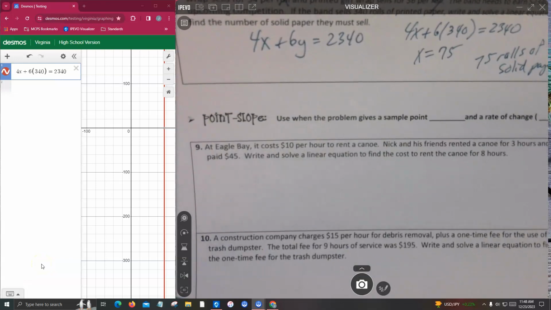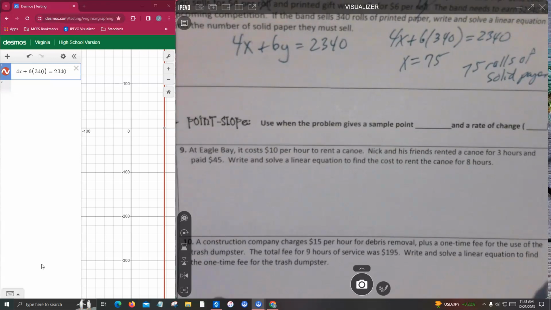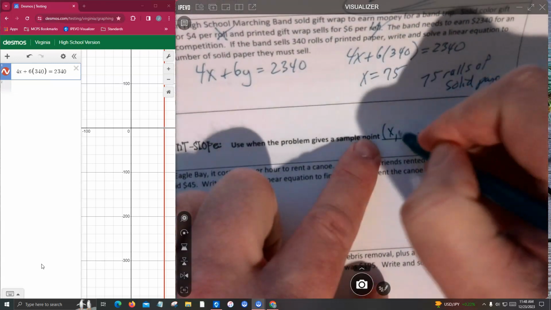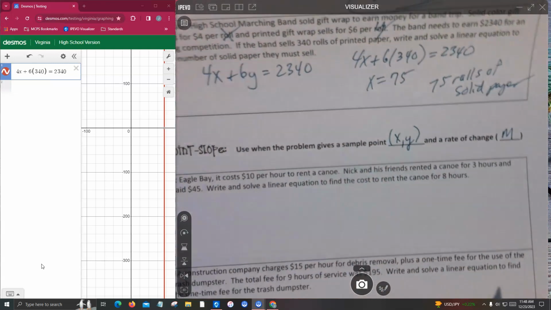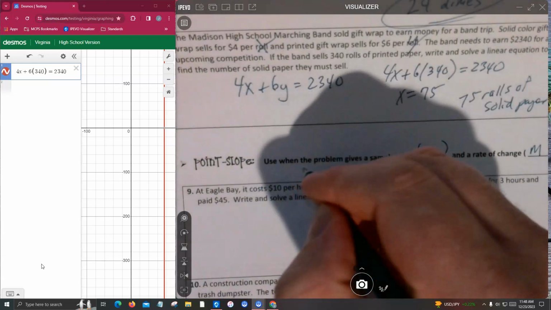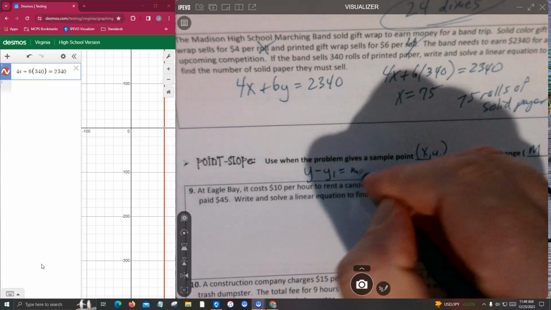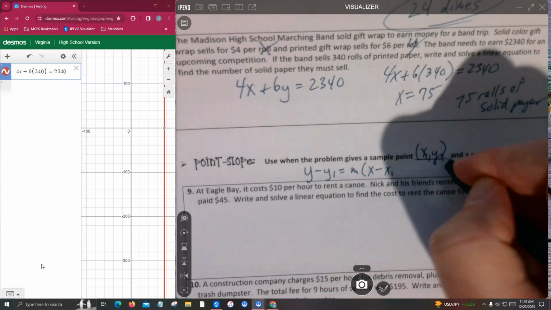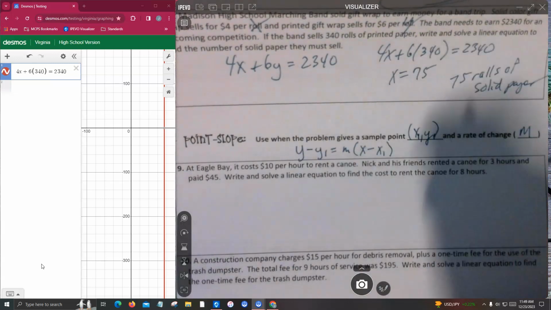All right, so we've got our next one called point slope. In point slope, this is when we'll have a problem where we're given a point, x comma y, and a rate of change, which is m. Just to recall, point slope form is y minus y1 equals m times x minus x1. I should put little ones on these, like that. All right, so that's what we're going to do.